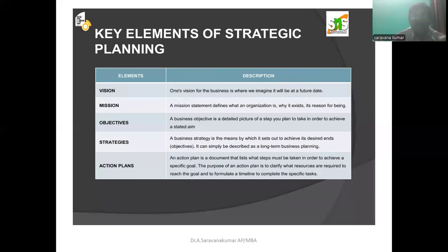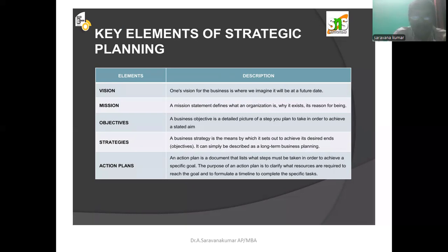So what are the key elements of strategic planning? We already discussed vision is a long-term goal. Vision for the business is where we imagine it will be at a future date. Mission is a short-term goal. A mission statement defines what an organization is, why it exists, its reason for being.